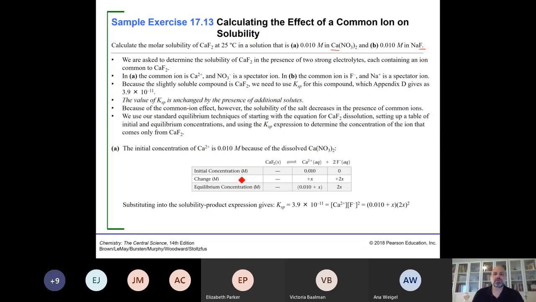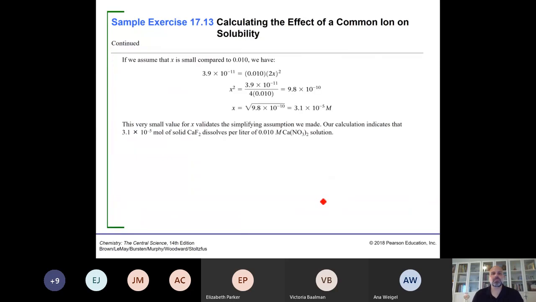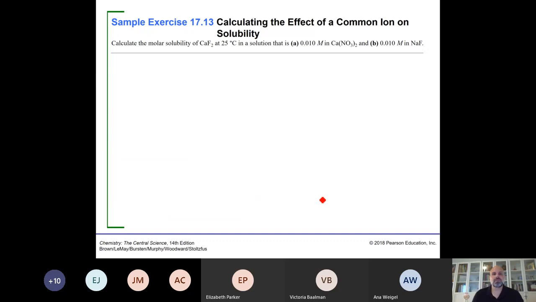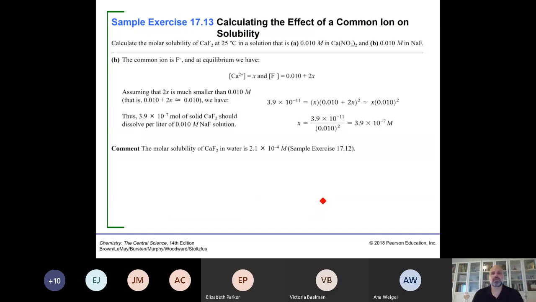We went through and used ICE tables, very similar to what we've done before, showing what happens when you have extra calcium present and how it affects the overall solubility of the solution, because we use the KSP, the solubility product constant, to determine its solubility. We just simply solved for X to determine the solubilities, and did this for both calcium fluoride and sodium fluoride.